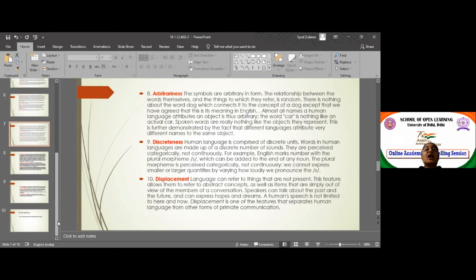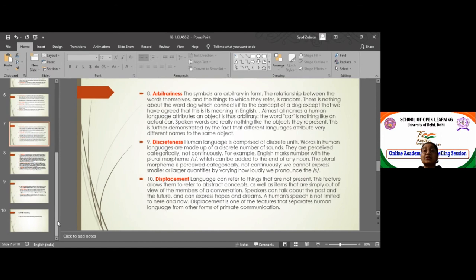Arbitrariness. The symbols are arbitrary in form. The relationship between the words themselves and the things to which they refer is random. There is nothing about the word dog which connects it to the concept of a dog, except that we have agreed that this is the meaning of it in English. Almost all names a human language attributes to an object are thus arbitrary.